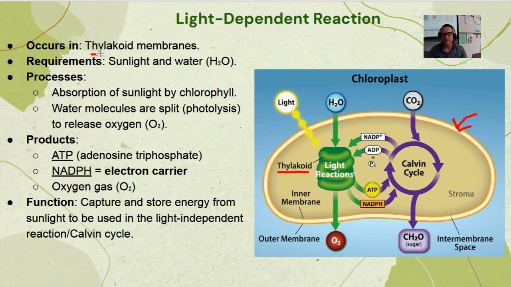All right, so remember this occurs in the thylakoid membrane. Those green discs, remember a stack of them is called a granum. So what happens? All right, I'm not going to look at the left, but feel free to write down what's on the left side of the screen. That's for your notes. This is what happens.